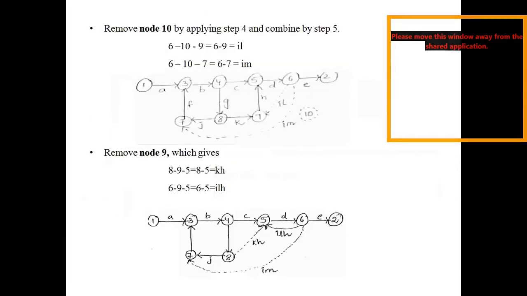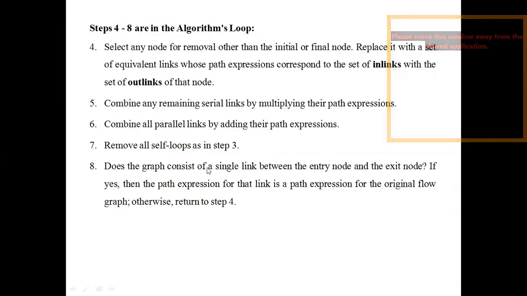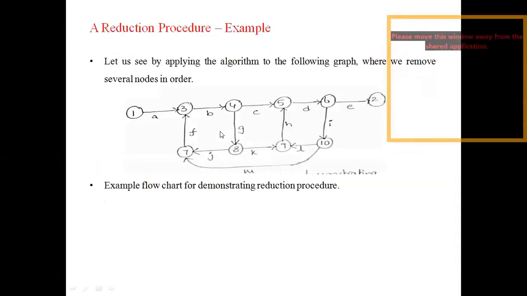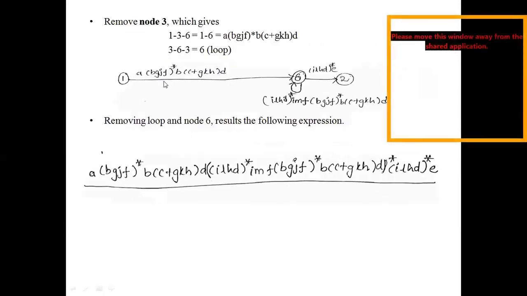So in the last point, see here, after removing all self loops as in step 3, the original flow otherwise goes to step 4, links between the entry and exit points. So now we will go for the last point. Here we do not have any two links. Either it has only the outlink or only the inlink. Now we will go to remove the 6th node.